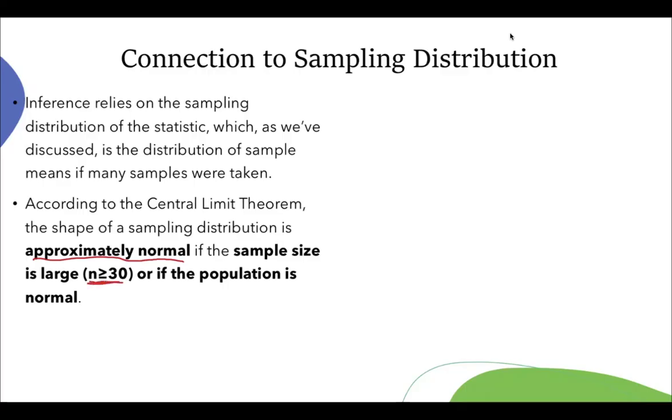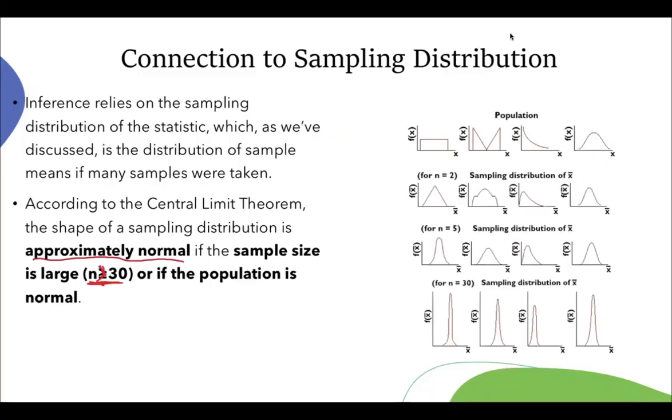So if n is greater than 30, let's just say greater than, not greater than or equal to, or if the population is normal to begin with, then we can also be sure that the sampling distribution will also be normal. So let's look at this picture.